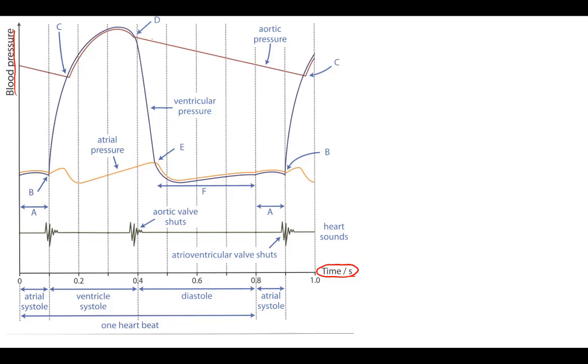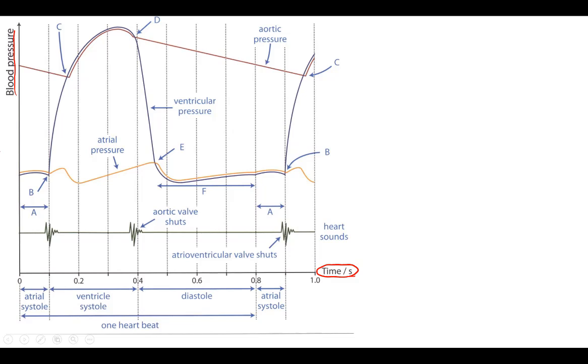Now, I should say as well that because this is talking about the aorta, this graph is representative of the pressure changes in the left-hand side of the heart. The right-hand side would look exactly the same. The only difference would be that because the right-hand side of the heart doesn't produce as high a blood pressure, ventricular pressure and arterial pressure would be a lot lower, but everything else would more or less be exactly the same.